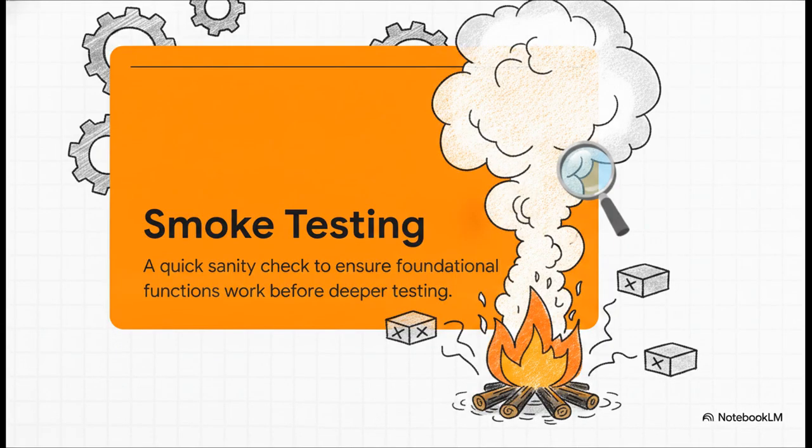Before we go any further, let's make sure we're using the same vocabulary, starting with smoke testing. Skipping this is a huge, incredibly common mistake. It's basically a rapid sanity check run right at the start to ensure foundational functions actually work. If your users can't even log into the app, there's zero point in spending 3 hours testing the exact shade of blue on a secondary menu button, right?